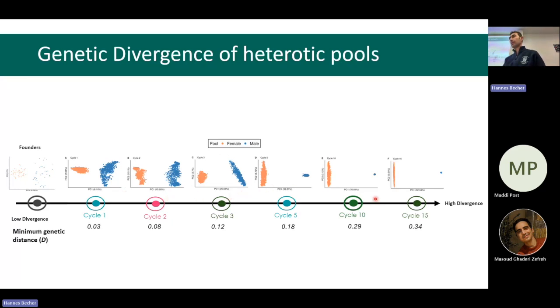So at cycle 10, for example, we have 70% explained by the first PC component. And we started from very low genetic diversity between the two pools. Actually, we created one population and we just sampled the two pools from that. And we did use 3 cycles of random crossing and selection just to generate family structure.